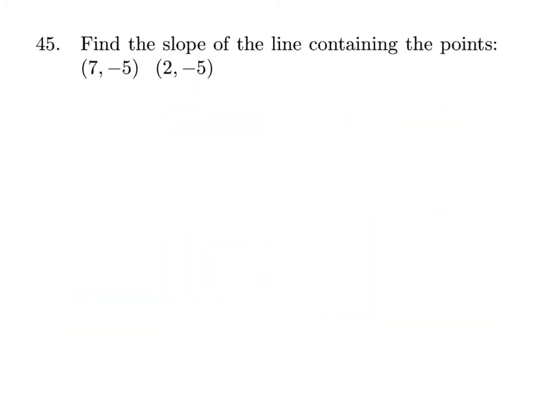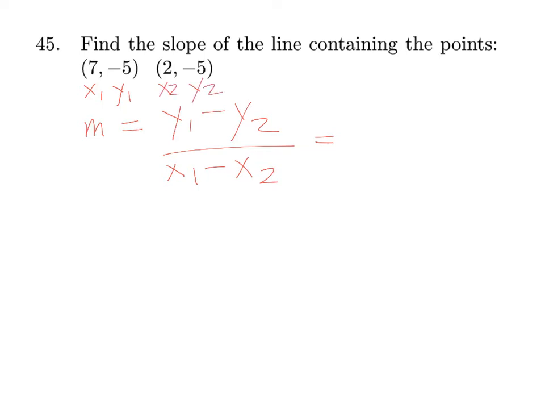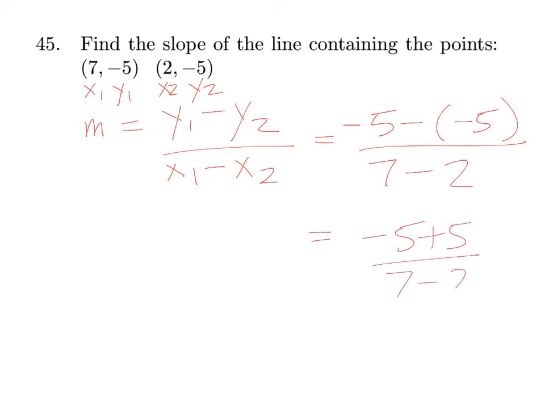Find the slope of the line containing the points. All right, slope once again. Know how to find your slope. It's used very often in algebra. So I have x1, y1, x2, y2. So y1 is negative 5 minus y2, which is negative 5, over x1, which is 7, minus x2, which is 2. So I have negative 5 plus 5 over 7 minus 2.